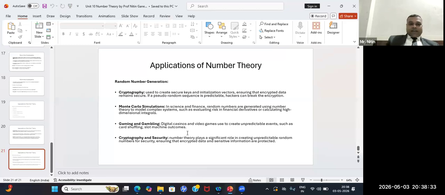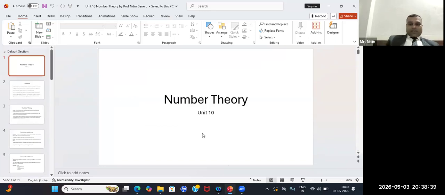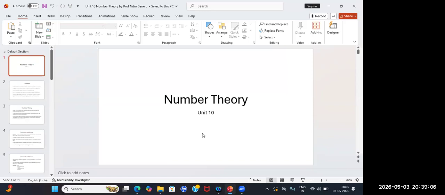So guys, overall, all the topics of this unit number 10, that is number theory, we have covered. Guys, is there any difficulty related to any topic of this number theory? Any term which you didn't understand? No? Dear learners, any doubt you can ask, or we can conclude the session here.